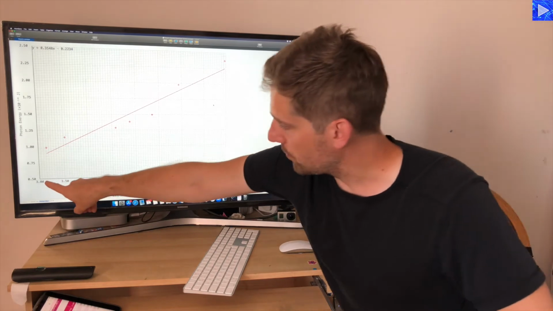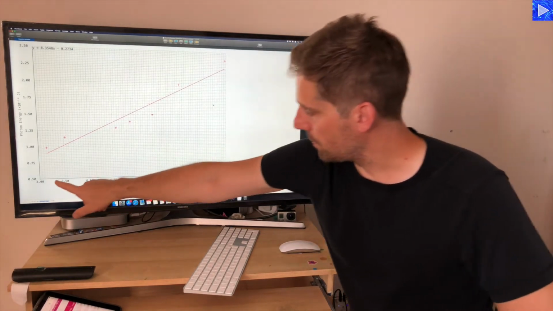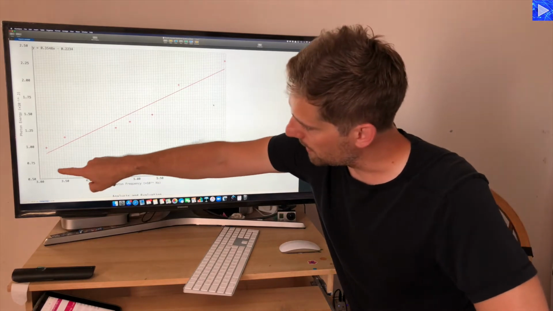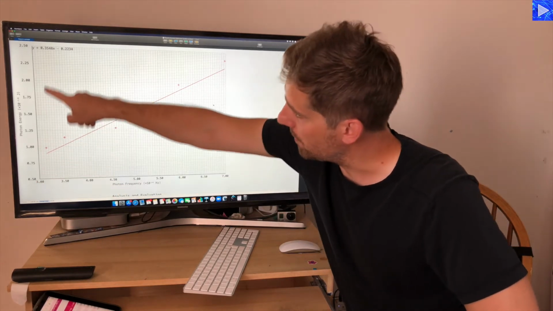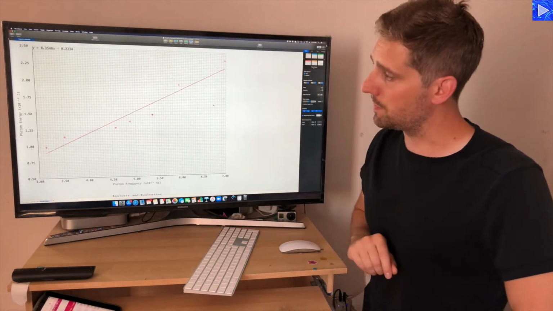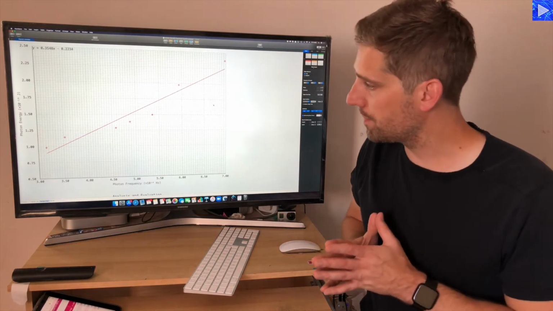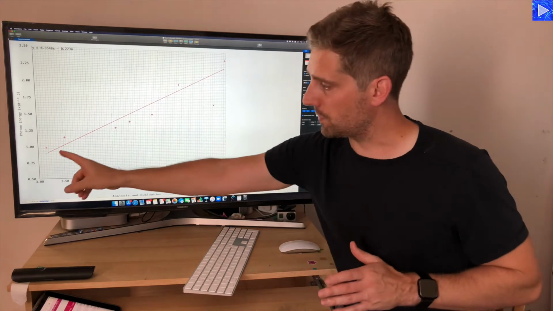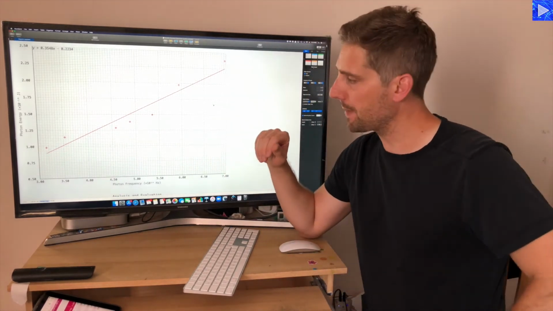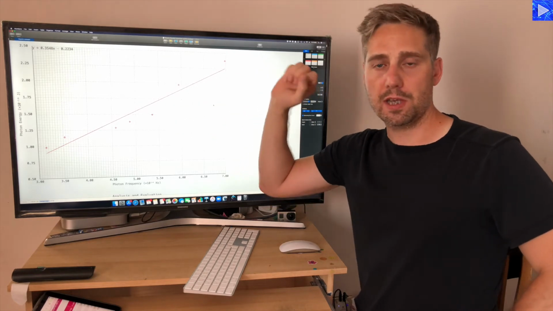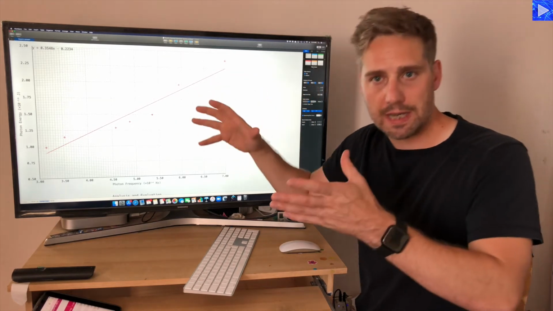Okay, so I've scaled the axes already, so we're going from 3 to 7 times 10 to the 14 hertz on the bottom here, and this is from 0.5 up to 2.5 times 10 to the minus 19 joules. So how do we analyse this graph? I've plotted the line of best fit already, so we've got a straight line, and what we want to do is relate this straight line to the equation that relates our data.